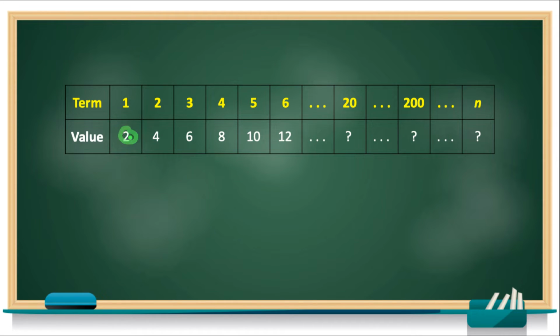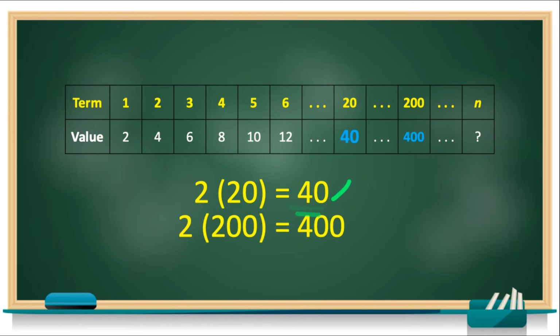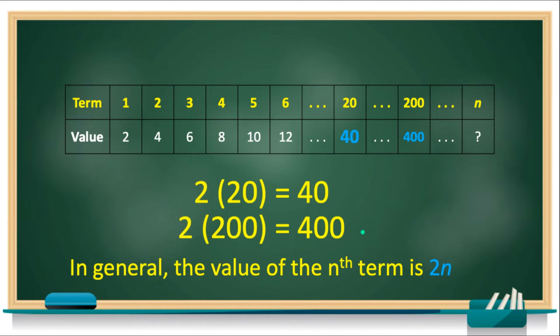So we can say that the value of the 20th term of the sequence is 2 times 20, which is equal to 40. Then the value of the 200th term is 400. In general, the value of the nth term is 2 times n, which means twice the term or the position.